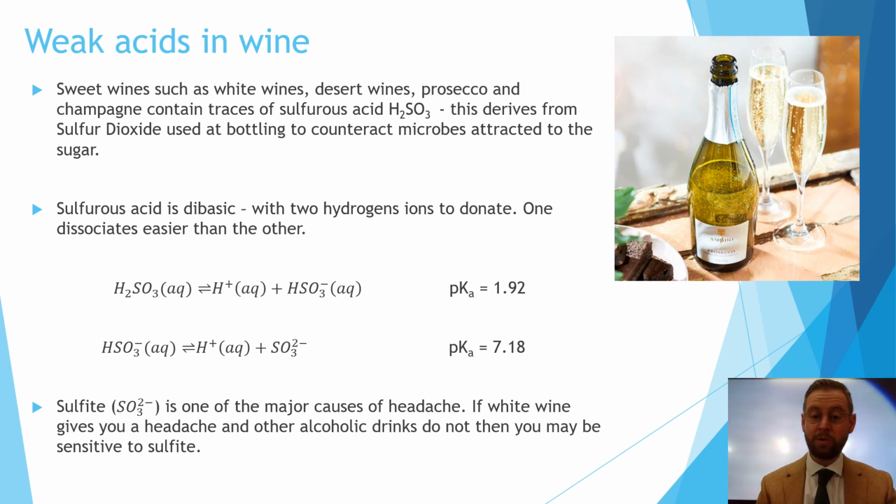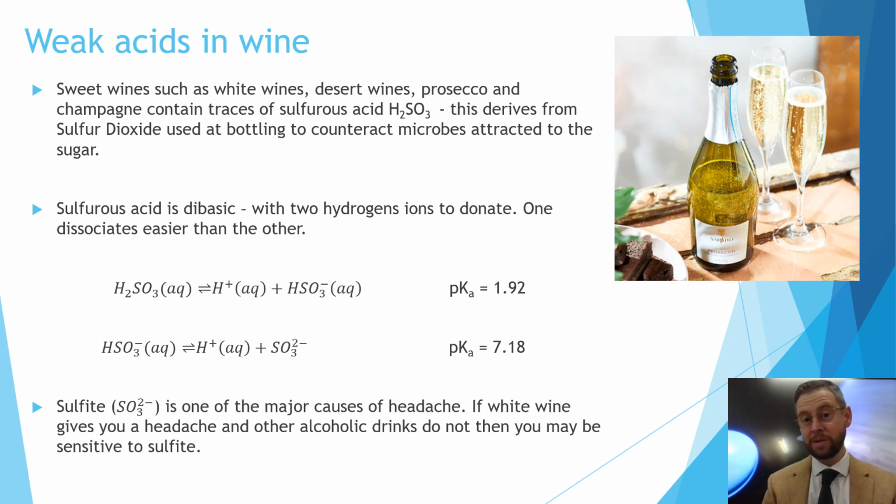It's dibasic with 2 hydrogens to donate. One of them dissociates far easier than the other. So one of them dissociates with a pKa of 1.92 and the other one with a pKa of 7.18. And you can see that ultimately what is produced by the second dissociation there is SO3 2-, sulfite, which alongside dehydration is one of the major causes of a hangover. So if you find that sweet wines, champagnes, go to your head and leave you with a headache, then maybe try something less sweet, because you're far less likely to have one of these products of double dissociation.